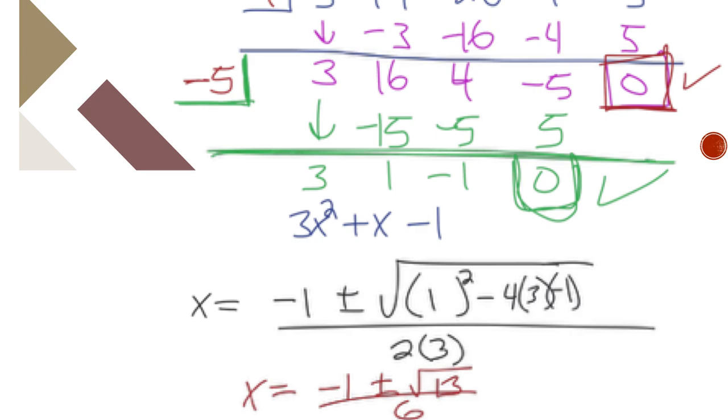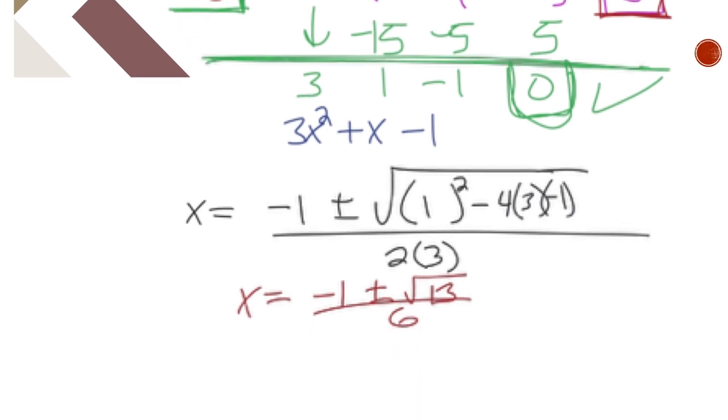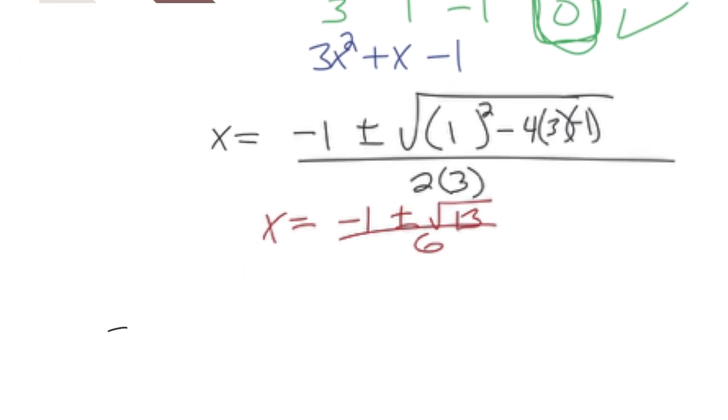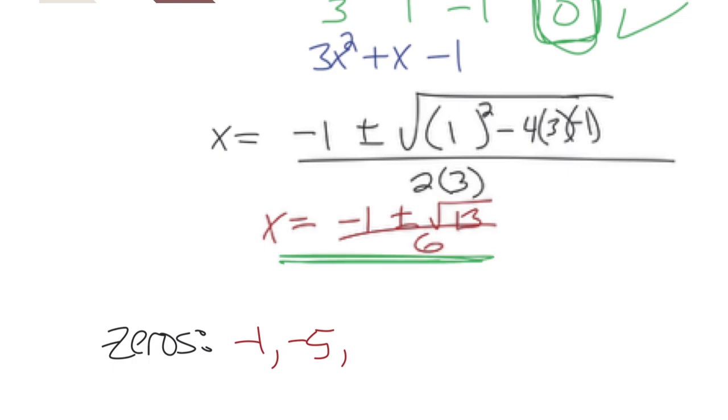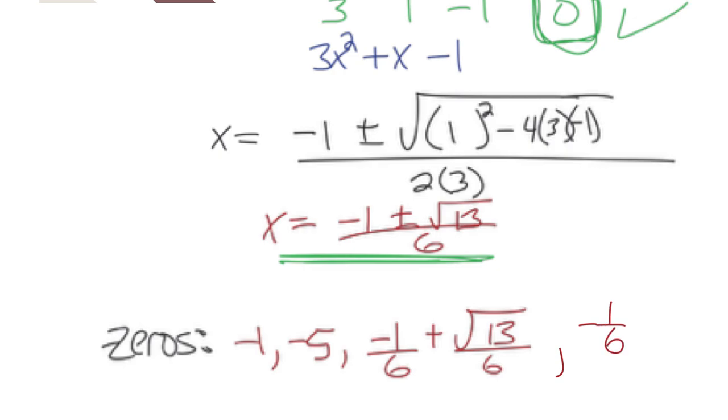So how do I write all of my answers down? Well, remember our zeros. Our first zeros were -1 and -5. Now these 2 zeros right here are -1 plus the square root of 13. And I'm going to put each part over 6 because we are dividing 6 into both of those. And then we're going to do the next one, which is -1 over 6, and then minus the square root of 13 over 6. Those would be all of my zeros. So nice zeros and complex zeros.